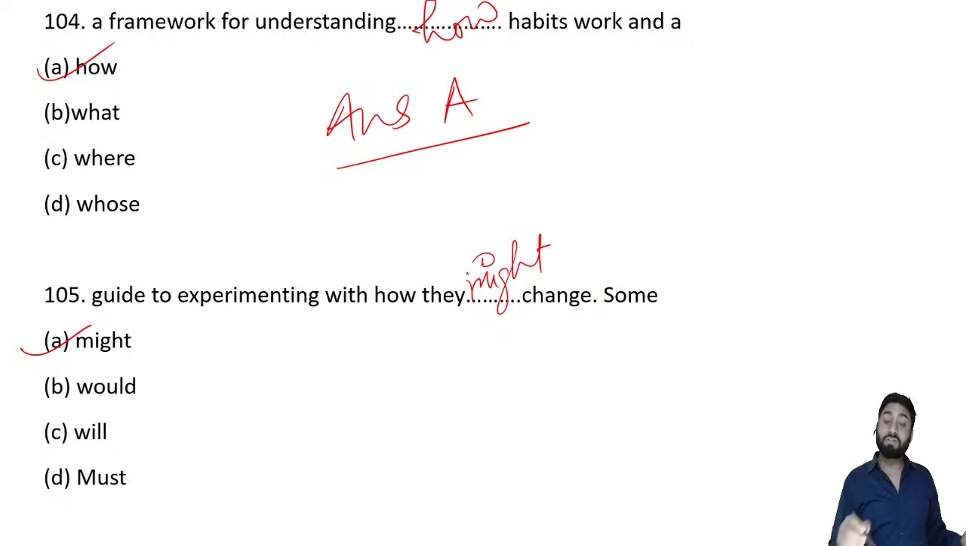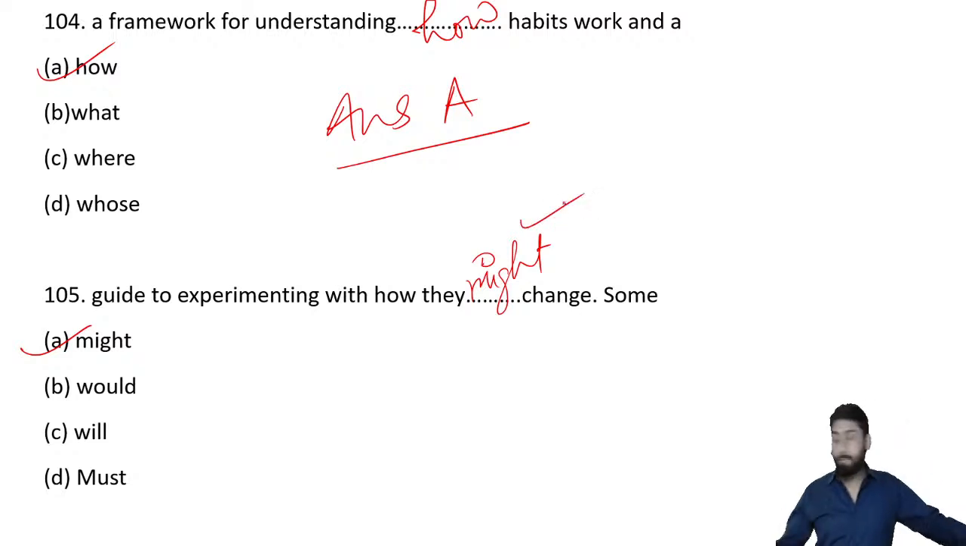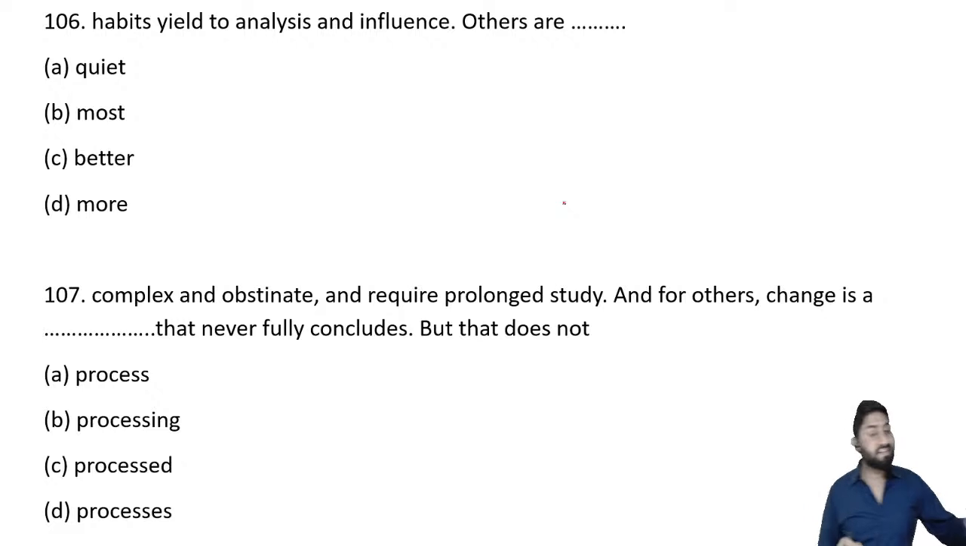So how they might change. So guide to experimenting with how they might change. How would they change, will change, must change. Cause and effect जैसा कुछ नहीं है यहाँ पे. How they might change. So now some habits yield to analysis and influence.